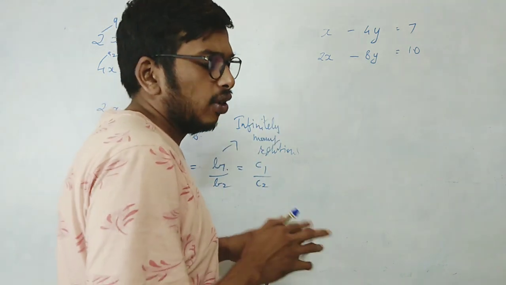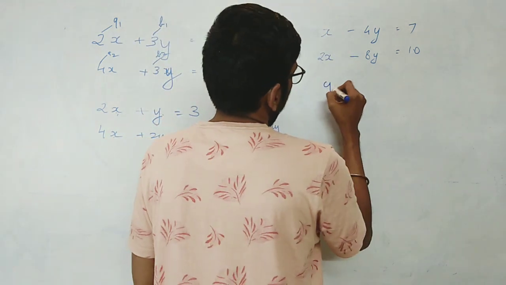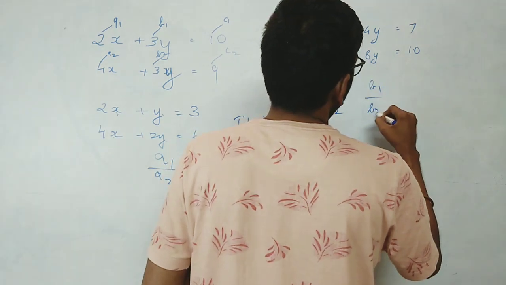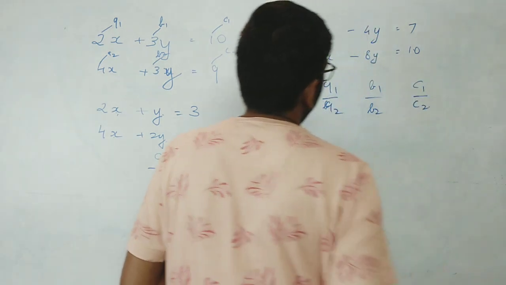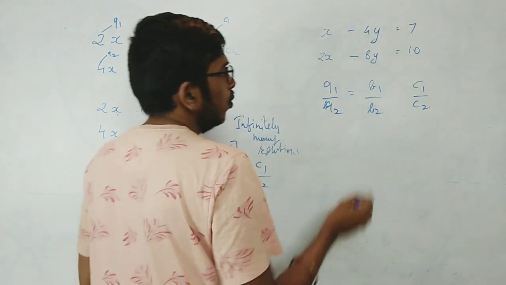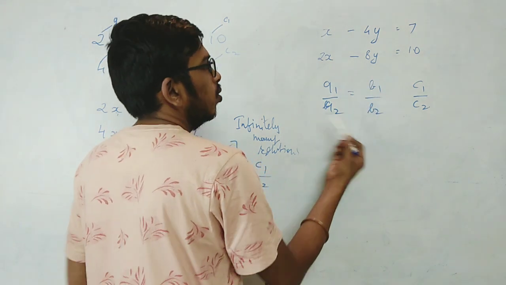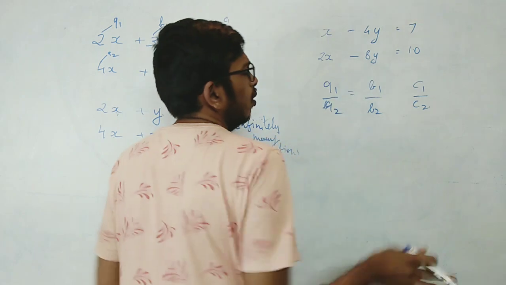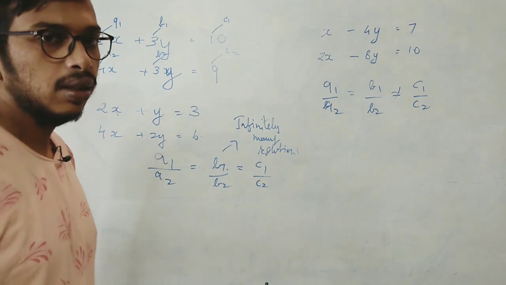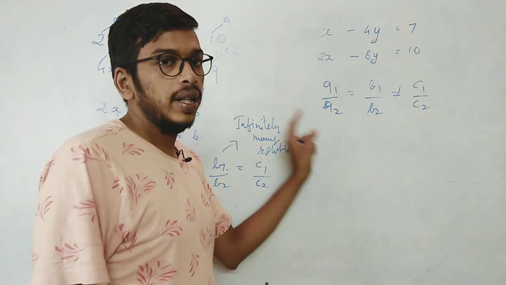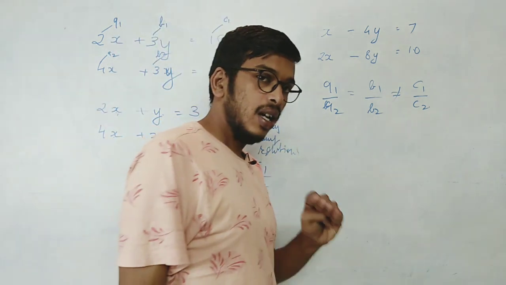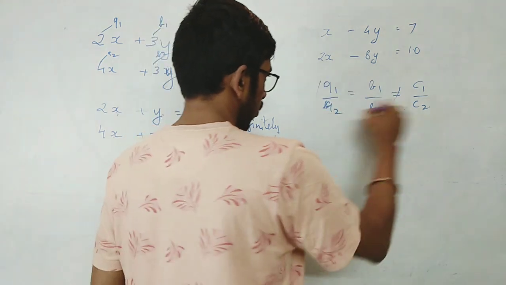And the criteria for that is, let me say, here I am taking A1 by A2, B1 by B2 and C1 by C2. Okay. Now I have A1 by A2 is 1 by 2, this is also 1 by 2. I have A1 by A2 equal to B1 by B2, but A1 by A2 is not equal to C1 by C2 because this is not giving me 1 by 2, right? So this is not equal to C1 by C2. When this is the particular case, they are not intersecting or coinciding. They are parallel lines, which means that it has no solution. That is the meaning for this.